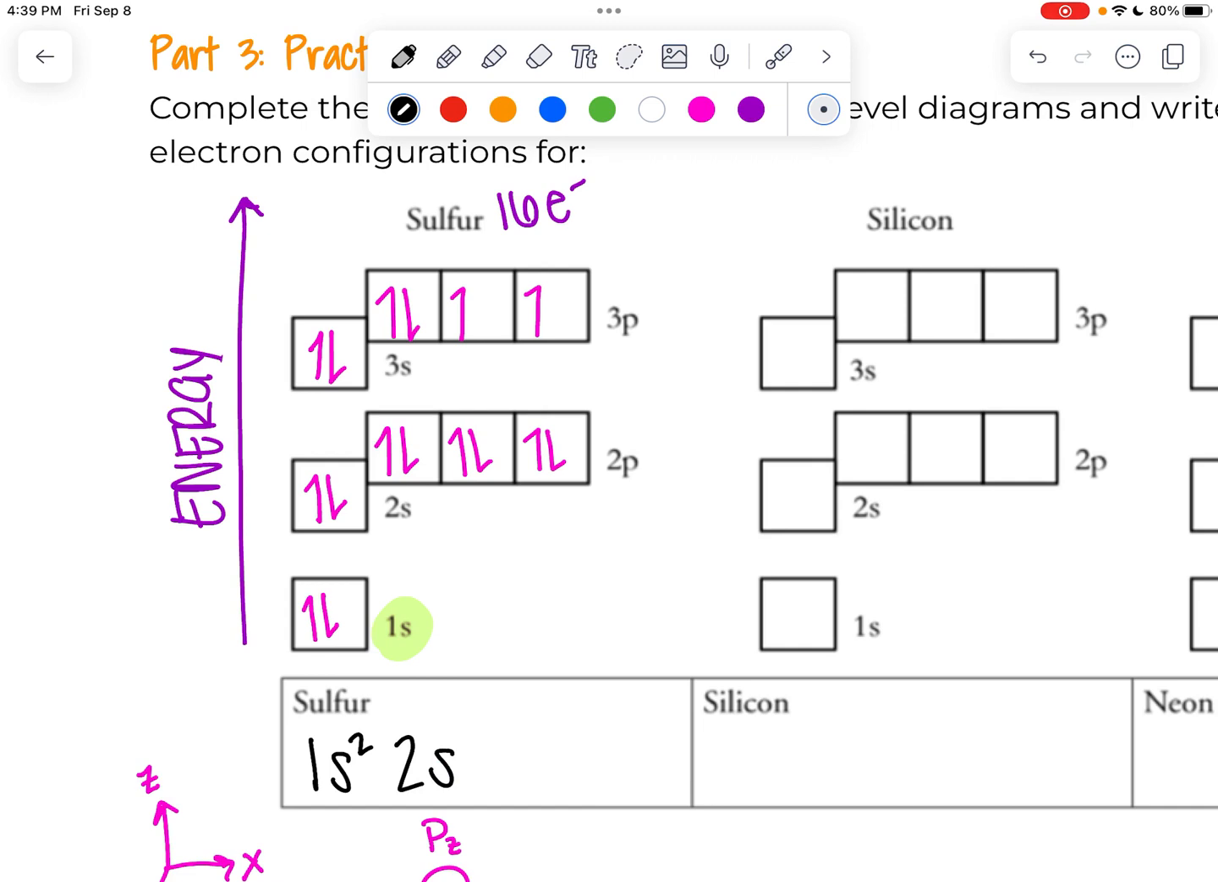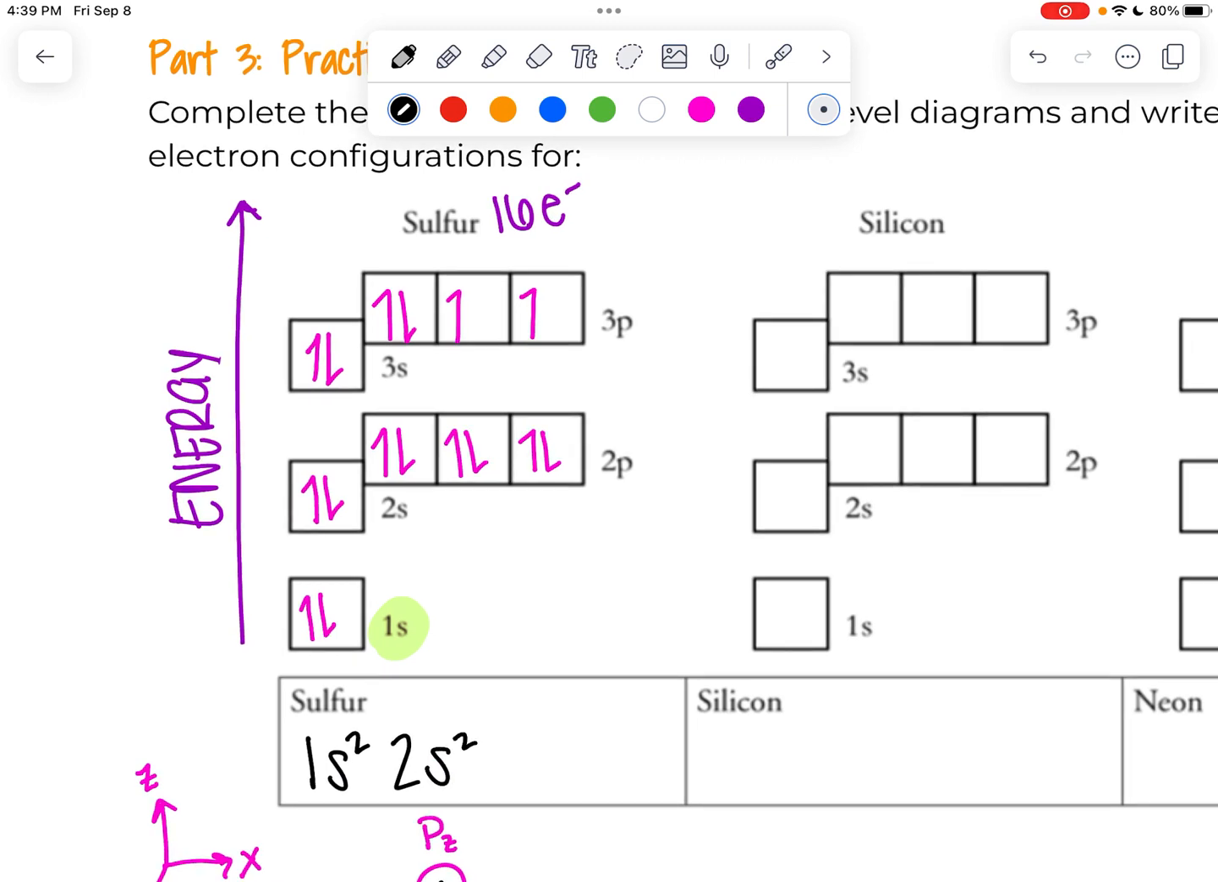Next would come the 2s orbital. How many electrons are in there? 2. All right, now I've got the 2p orbital. How many electrons are in here? I have 2 in each of these boxes, meaning I have a total of 6 electrons in the 2p orbital. Then I've got 3s, there's 2 electrons there. And then I've got 3p, how many electrons are in there? Only 4. So this sublevel is not filled.